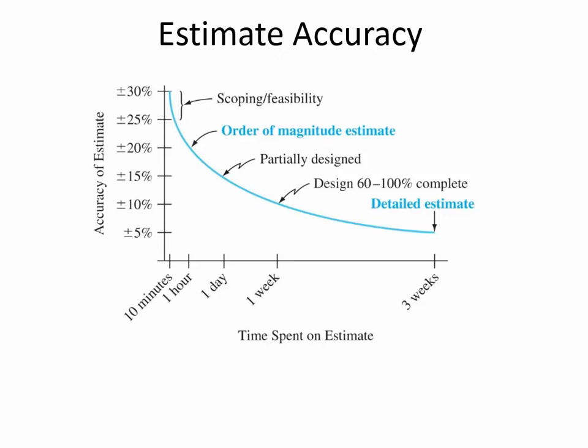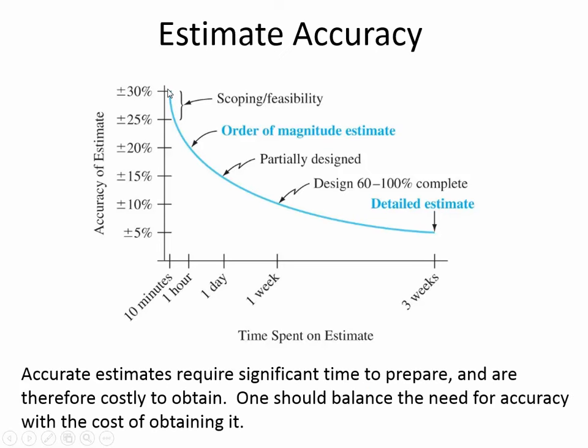The amount of time you put into an estimate has an impact on how accurate it is. This is a conceptual figure provided by the text, and it says that if you only spend, for example, 10 minutes putting together a cost estimate, then it may be accurate only to plus or minus 30%. That's a very inaccurate cost estimate if you may be 30% too high or 30% too low.